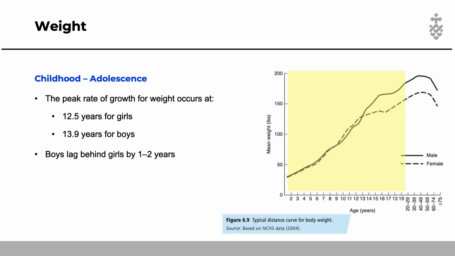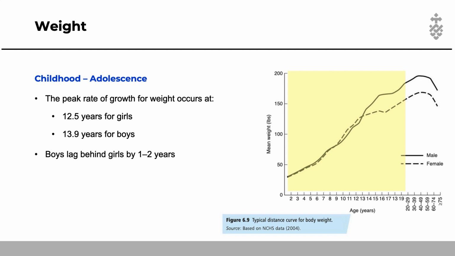All right, so if we have a look at weight now, in childhood and adolescence, we see that total body weight increases in both sexes. So interestingly, the peak rate of growth for weight occurs around half a year later for both boys and girls than it did for height. So at around 12 and a half years for girls and at around 13.9 years old for boys. And this is the age when our body weight increases quickly. So boys lag behind girls again, same as with height, and this is due to the difference in the age of puberty.